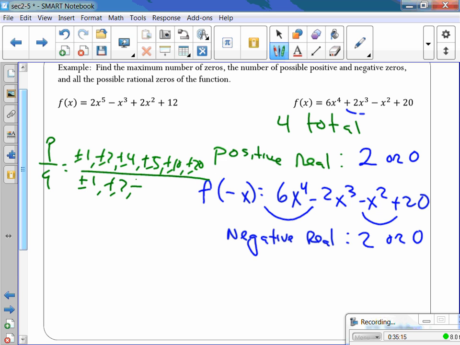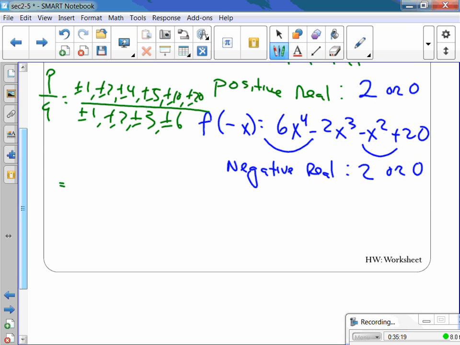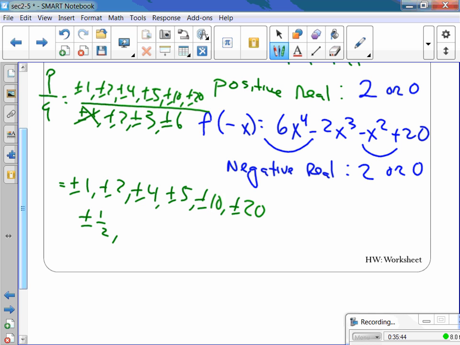Don't expect me to give you full credit. That was the tough part, right? 1/2. 5/2. And absolutely, 2/2 we have, 4/2 we have, 10/2, 20/2, all the integers that we already have. 1/3.